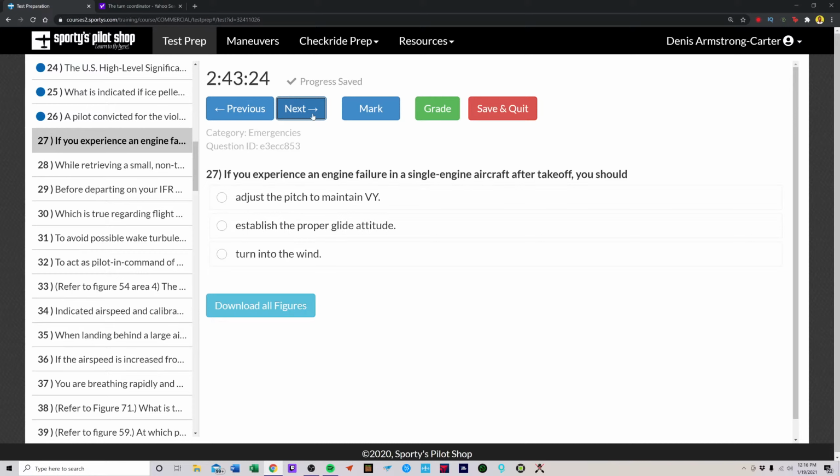If you experience an engine failure in a single engine aircraft after takeoff, best glide, best field. Turn into the wind. Establish proper glide. Best glide, best field, guys. It's best glide, best field, then restart the plane if you can.